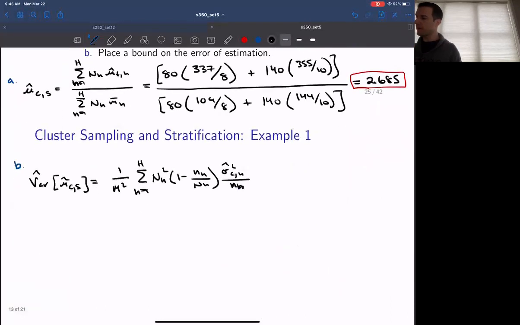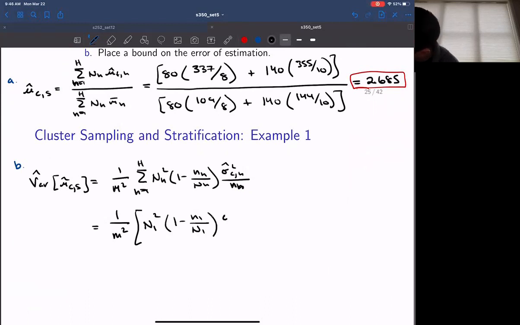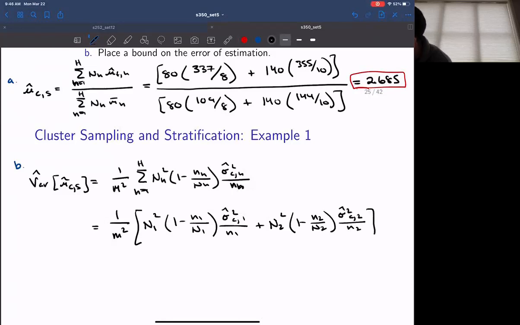Okay, so we have a few different things that we need to work out here, right? So first off, we're going to replace this with the estimate from the previous slide. So this is going to become little m squared. Now inside here, we're going to have capital N1 squared, 1 minus little n1 over capital M1 multiplied by sigma hat squared C1 divided by little n1, plus N2 squared, 1 minus little n2 over capital N2, sigma hat squared C2 over little n2.